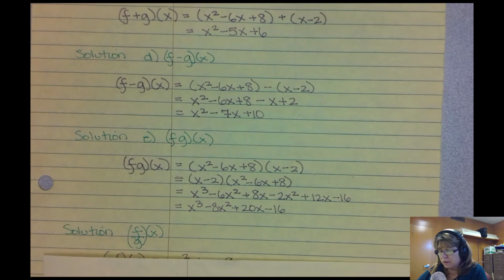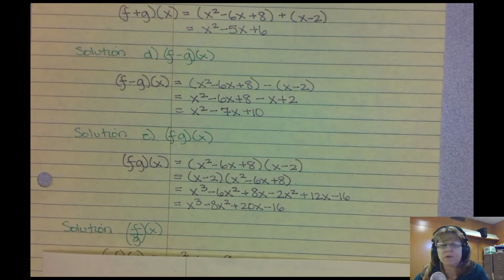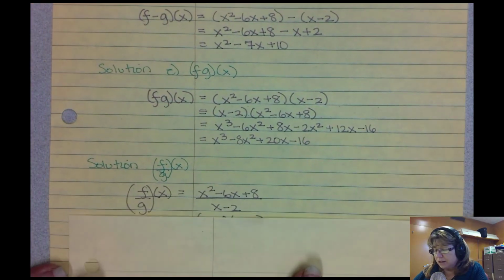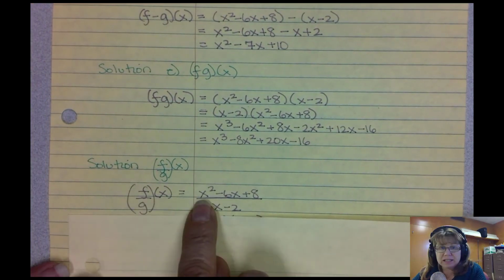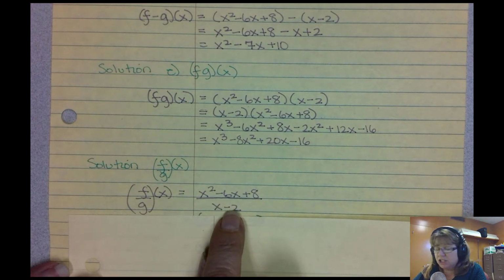All right, last one that we're going to do for this example. Let's do f over g of x, or f divided by g of x. All right, f of x is x squared minus 6x plus 8, over x minus 2.